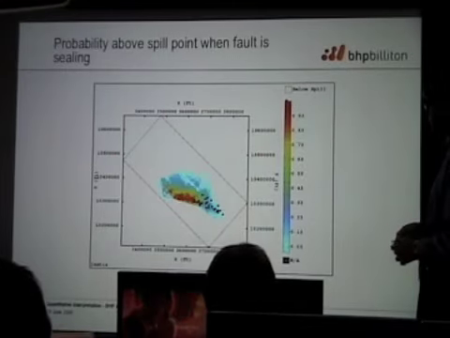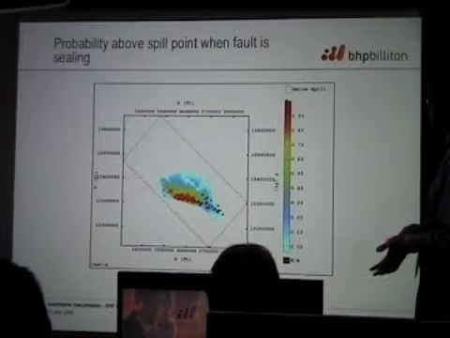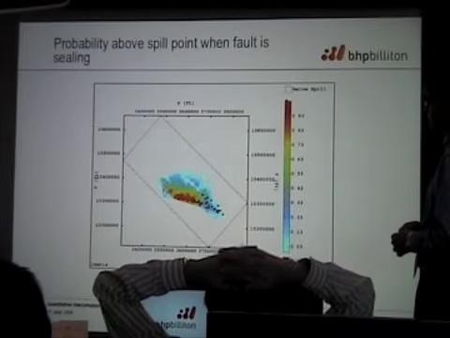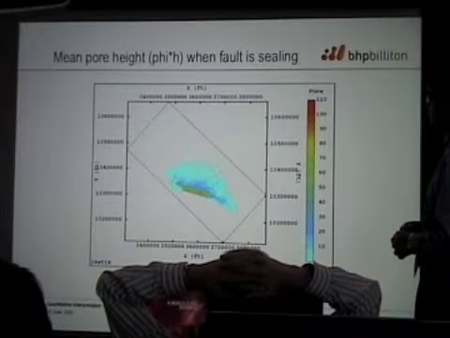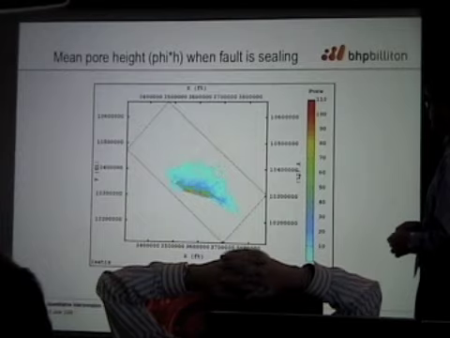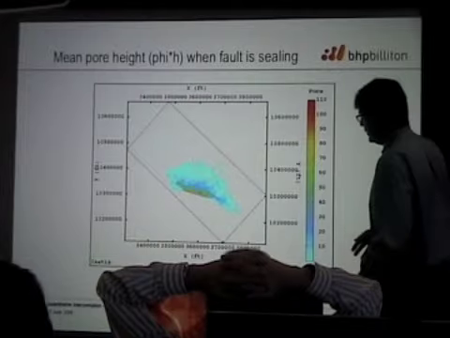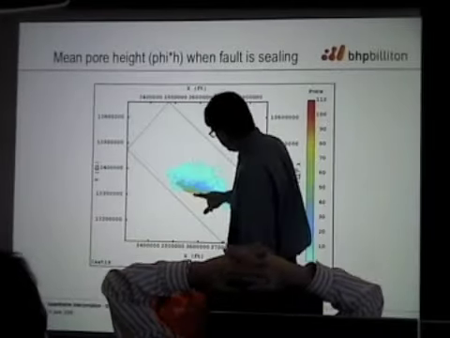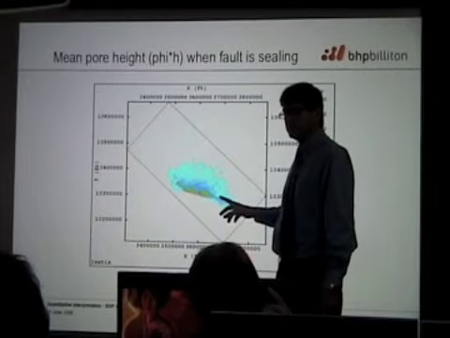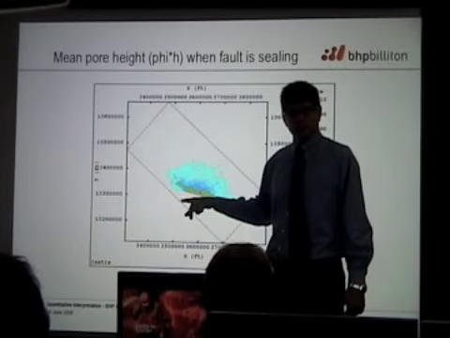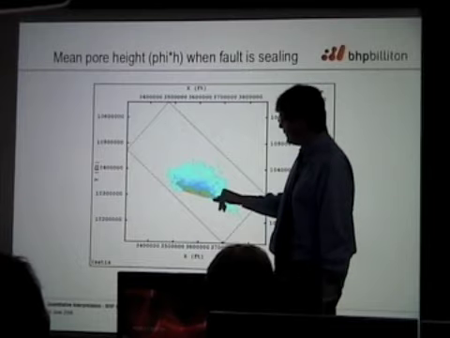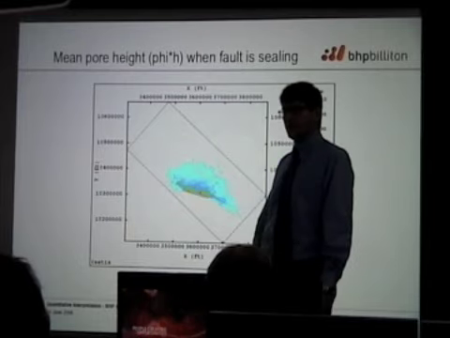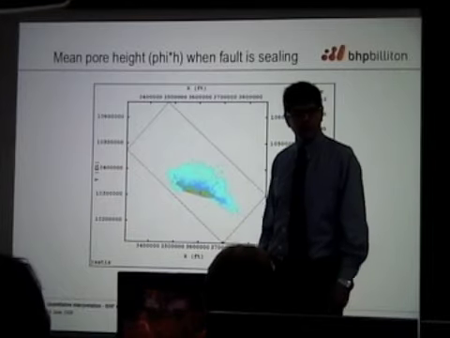Also, there's another particular map, which is the probability that you're above the spill point. And this is the mean pore height when the fault is sealing. So what does this mean? Well, this was about 50 OCS blocks in size, so you can bid differently on each one of these little blocks. Mean pore height ends up being proportional to value in this case.